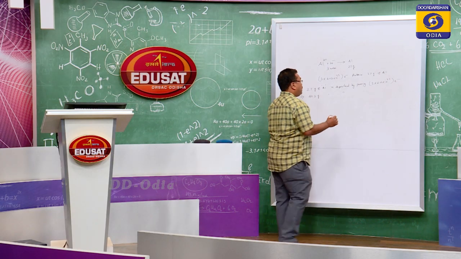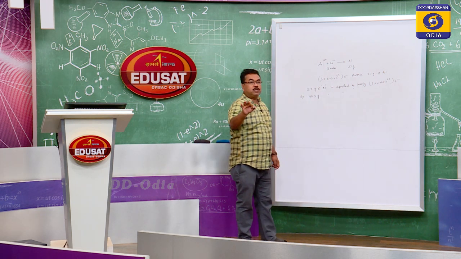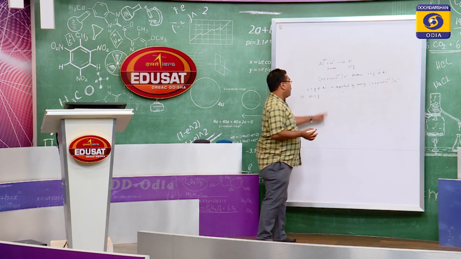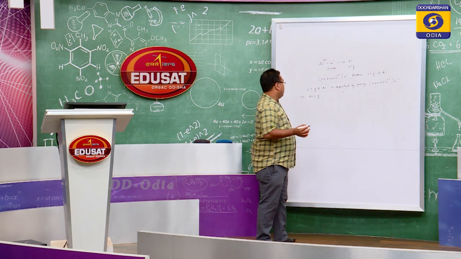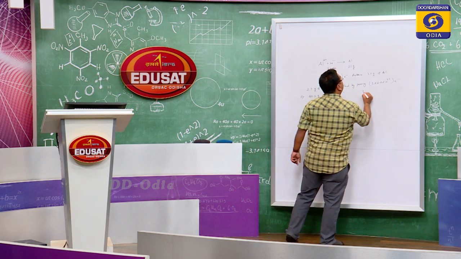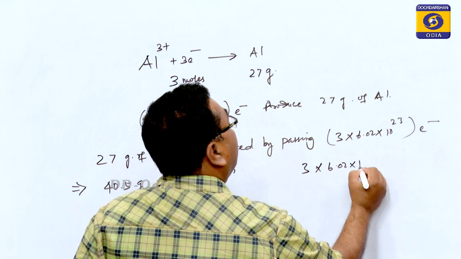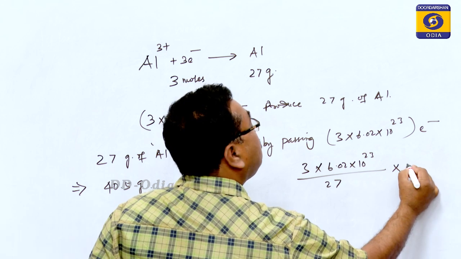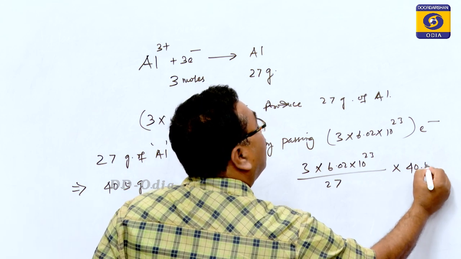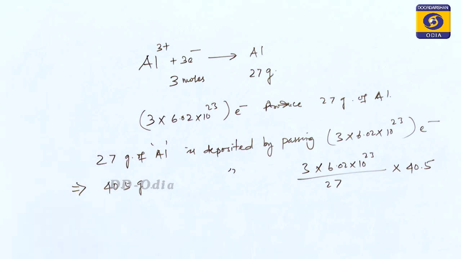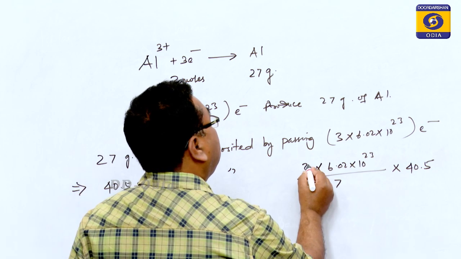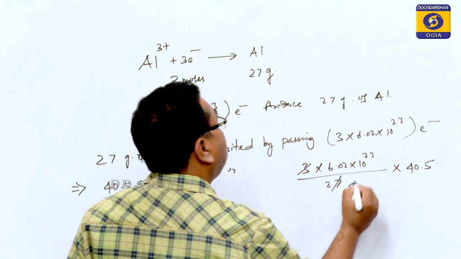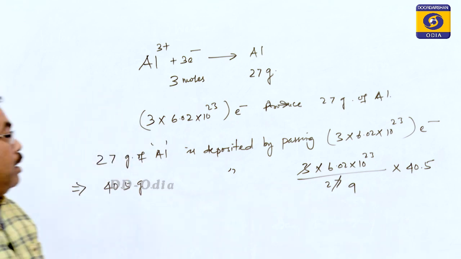Actually the number of electrons give rise to the amount of charge or the quantity of charge passed. So, therefore, we can make such similarity also. So, this will be 3 into 6.02 into 10 to the 23 divided by 27 into 40.5. So, this is in fact 9, this will come out to be 9.